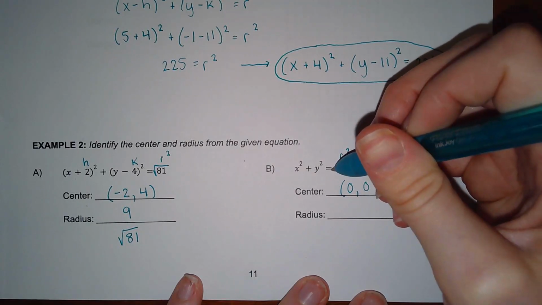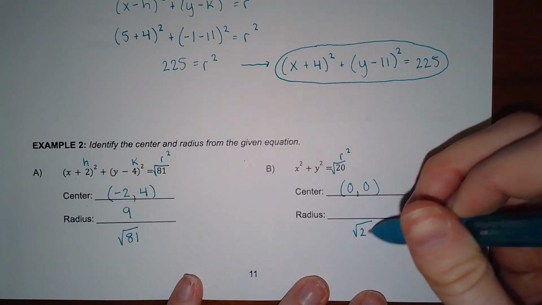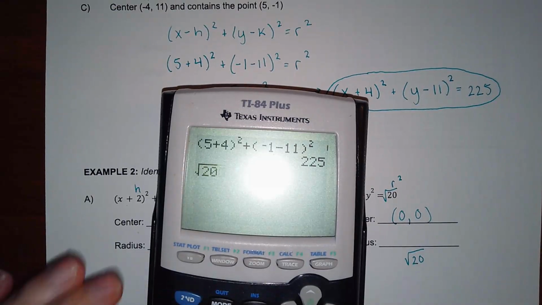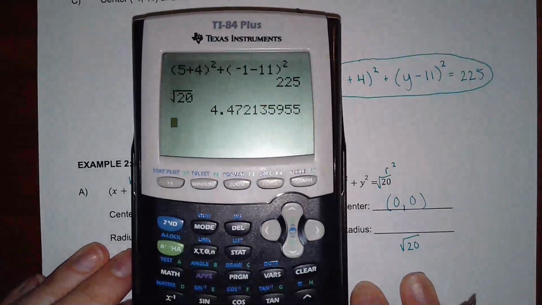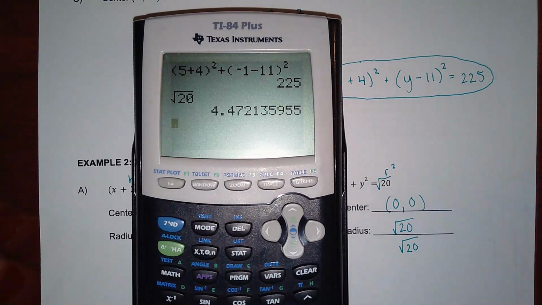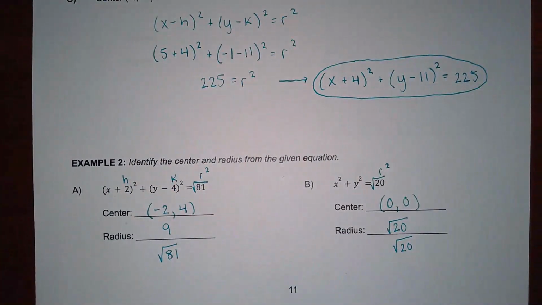This, remember, is r squared, so we're going to need to find the square root of 20. Now, if I take the square root of 20, that's going to give me a decimal, and I don't want a decimal, so we can just leave that as the square root of 20. We don't have to do anything with that. We don't have to simplify that. We'll just go ahead and leave that as the square root of 20.